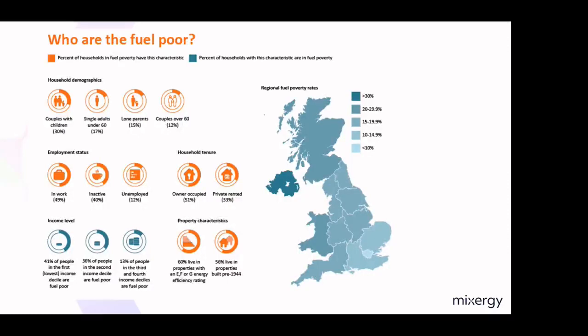It surprises most people that fuel poverty has a far wider reach on society. 49% of people in fuel poverty are in work, and 30% are more likely to be couples with children. Another misconception is that fuel poverty is linked to property energy efficiency ratings and people in the third and fourth tier incomes too. 13% of people in the third and fourth tier incomes are actually in fuel poverty, and 60% of them are likely to live in a home with an E, an F or a G energy efficiency rating, and 56% live in properties that were built before 1944, so they have poor thermal fabric, no cavity walls.